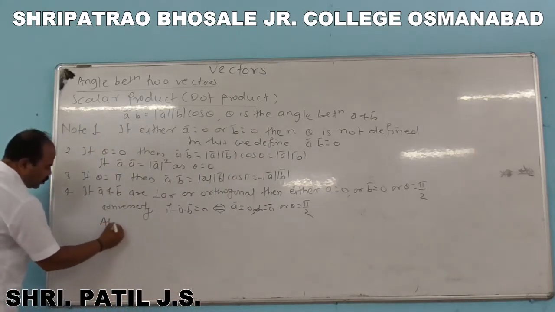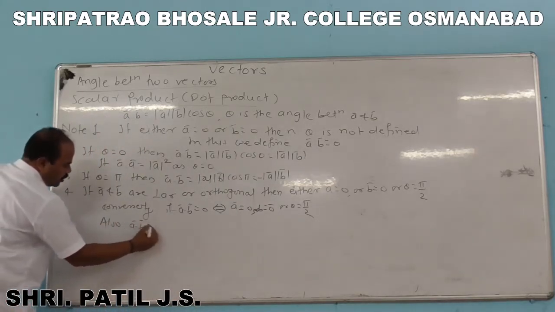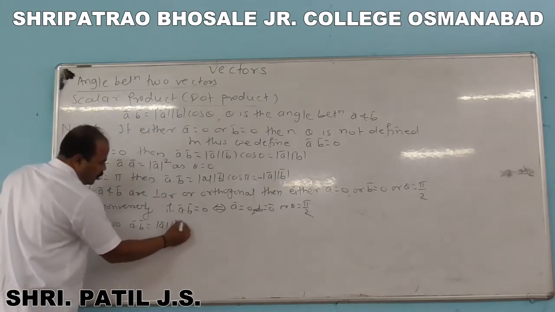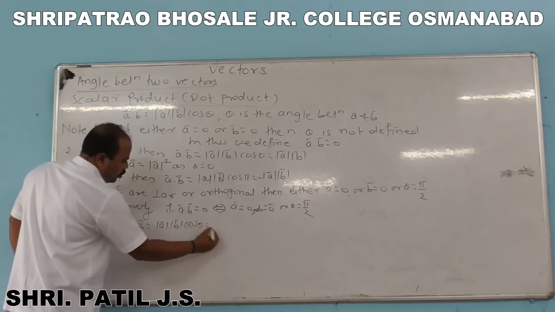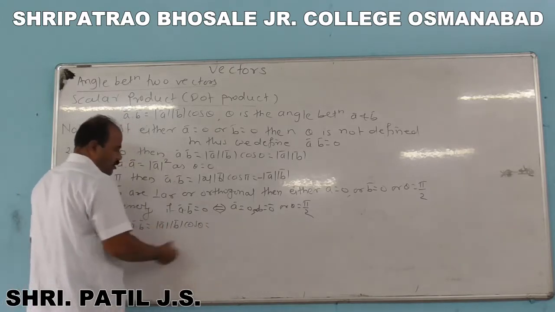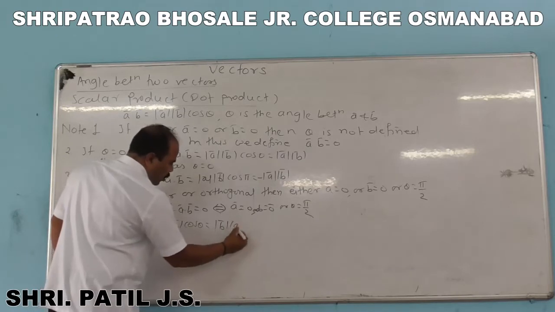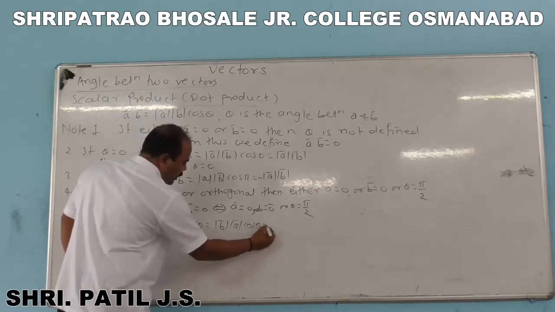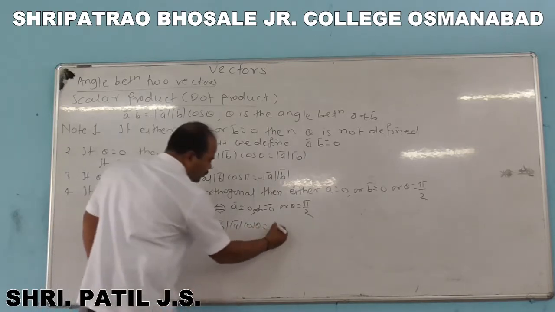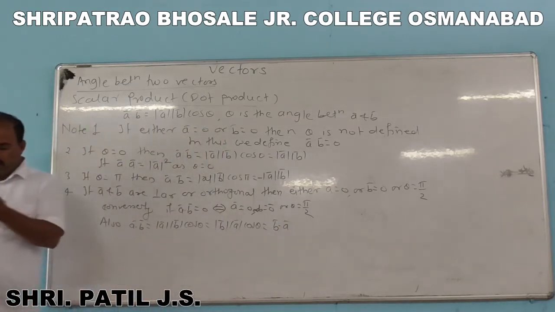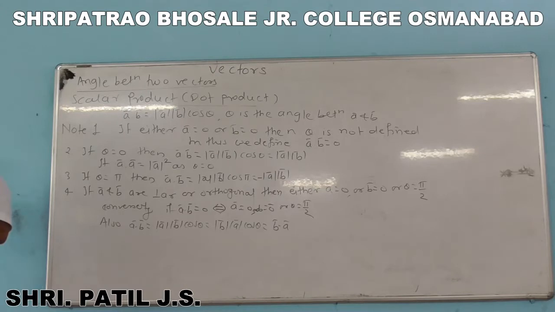Also, A bar dot B bar equal to mod of A bar into mod of B bar into cos theta. Interchanging the magnitudes, that means mod of B bar into mod of A bar into cos theta, this is equal to B bar dot A bar, that means dot product is commutative.